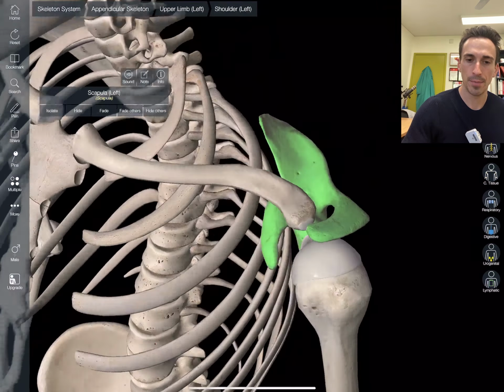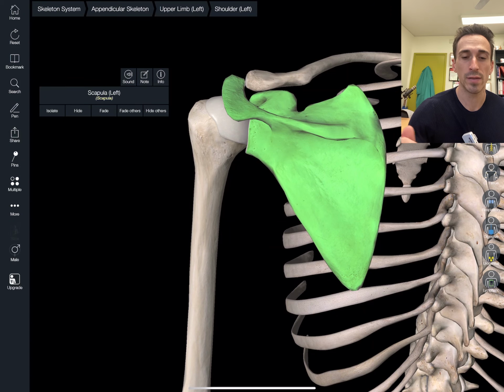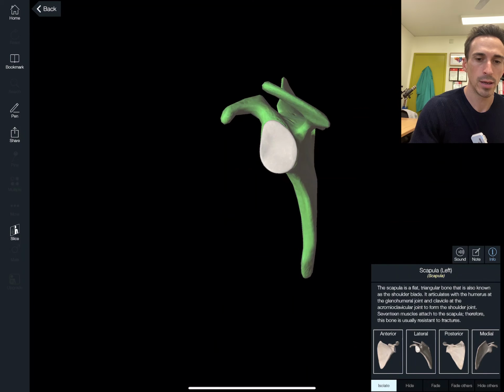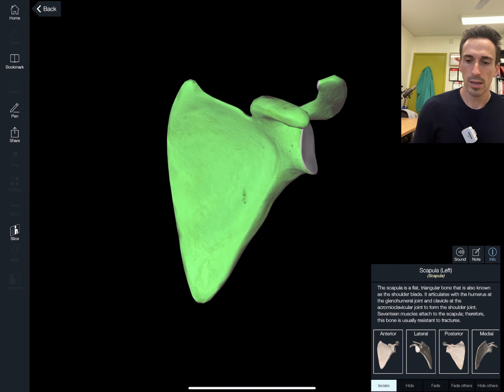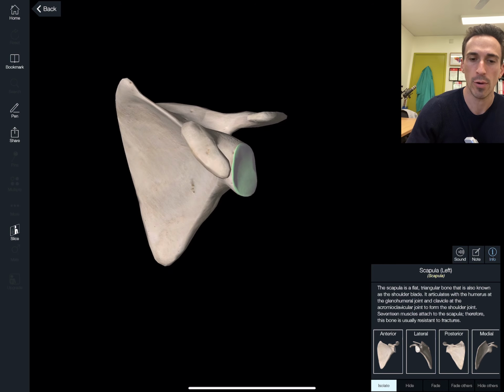Now, importantly, if we move on to the scapula, it's got various surfaces. So let's just isolate that. When we look at the scapula, we've got these various surfaces and these processes. That there is an articulating surface called the glenoid, and the groove is called the glenoid fossa, and that's where the head of the humerus is going to fit in, so the upper arm.